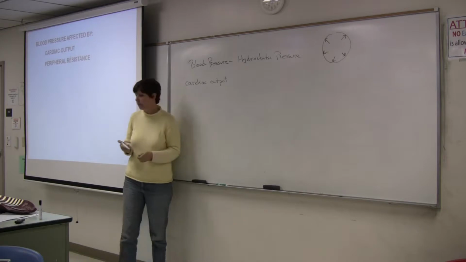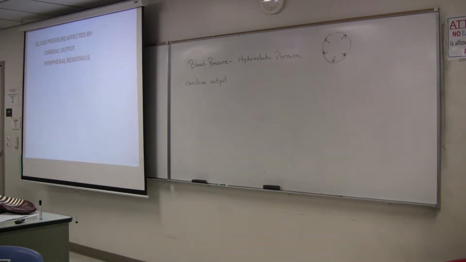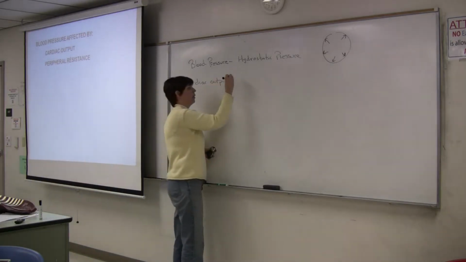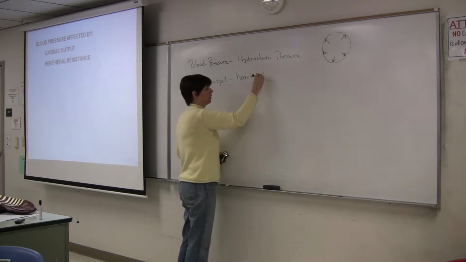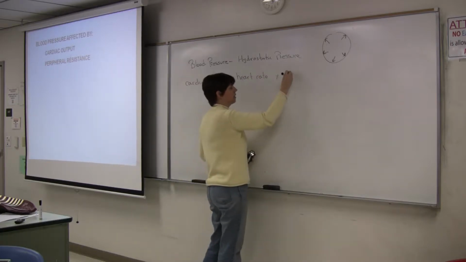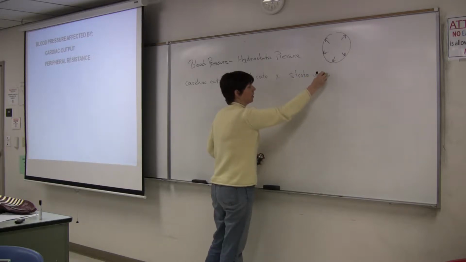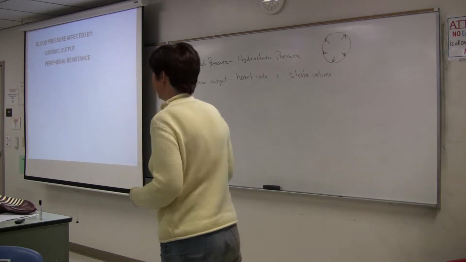and cardiac output is determined, what's our formula for cardiac output? Heart rate times the other one. So, heart rate times stroke volume. Okay? You know this already, right?